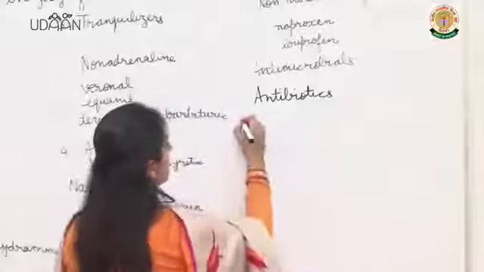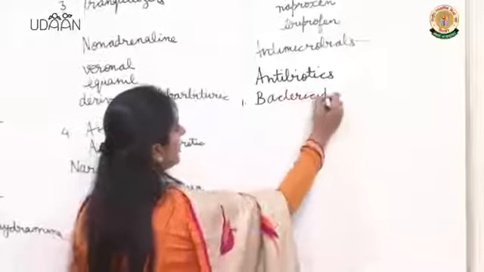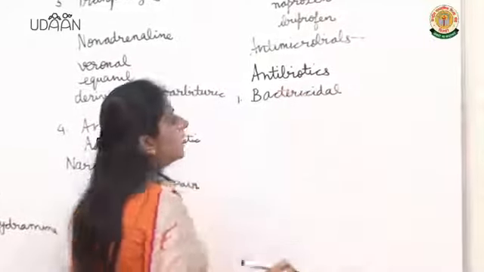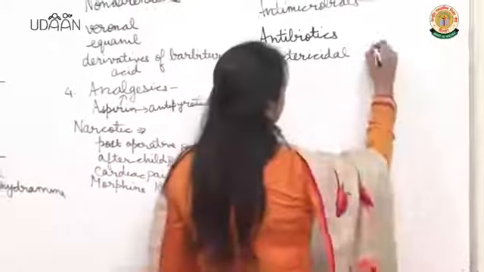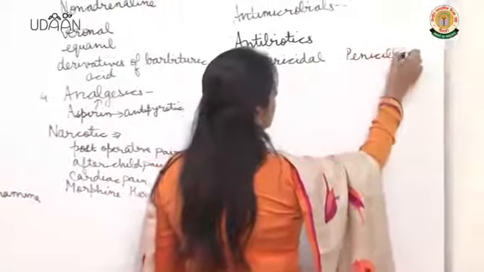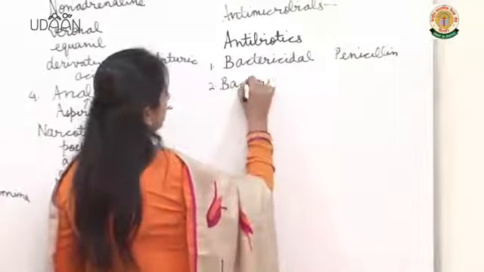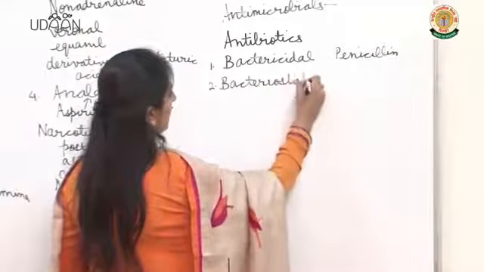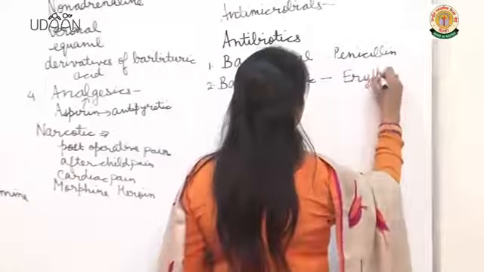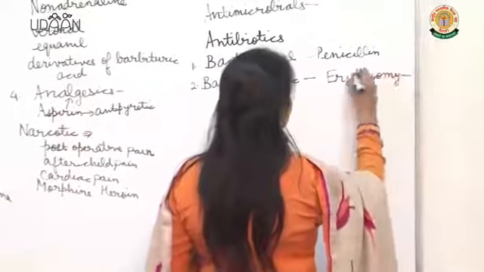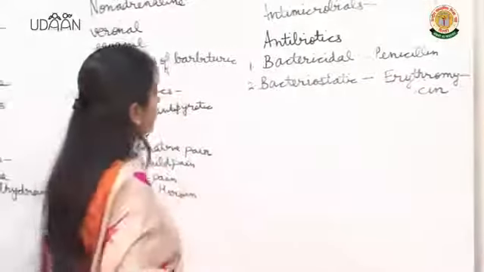Now we have two types of antibiotics. One is bactericidal antibiotic, that is which kills the bacteria, penicillin which kills the bacteria, and bacteriostatic is erythromycin which inhibits the growth of bacteria.